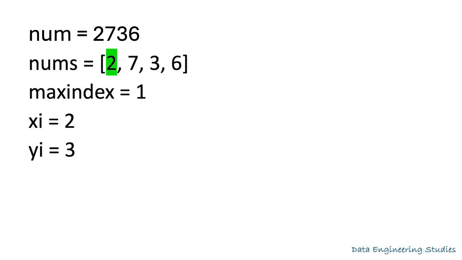Now we will iterate to the next element. Our next element is 2. We will repeat the same steps. We will compare 2 with the max index element. Since 2 is less than the max index, these two numbers can be interchanged. So we will assign xi as the index position of 2 and we will assign yi as the index position of 7. Now we have iterated all the elements.